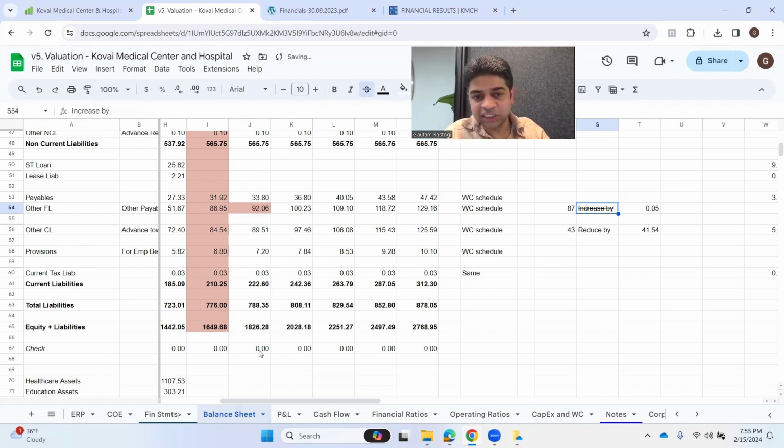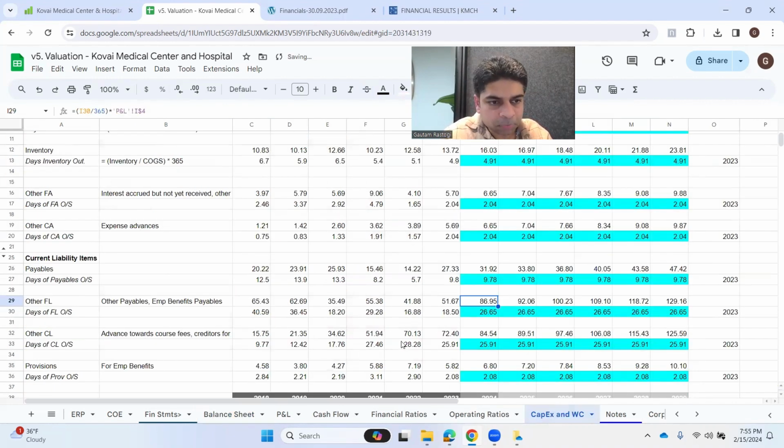And you see the balance sheet is balanced. Always got to check the balance sheet should balance. That means our linkages are just fine. Now we need to reduce the current liabilities by around 40. And this is I-32. So let's go to I-32. We need to reduce it.